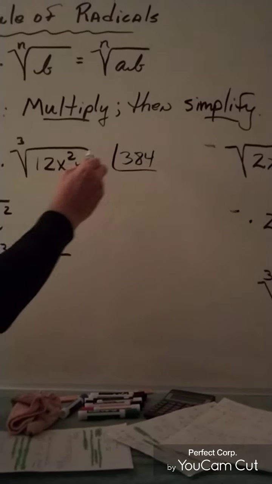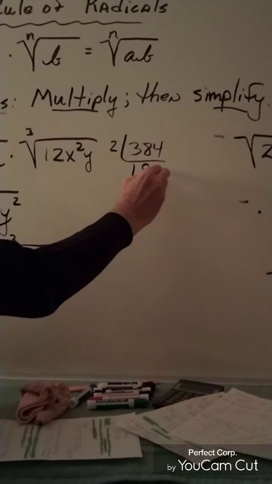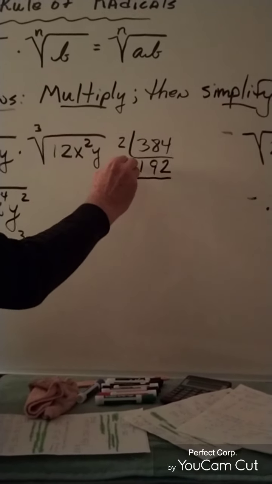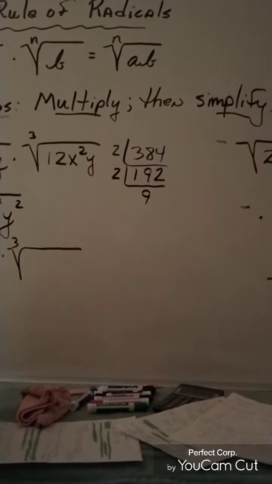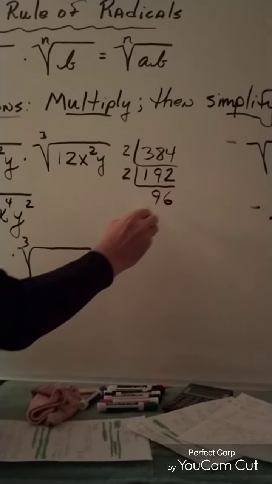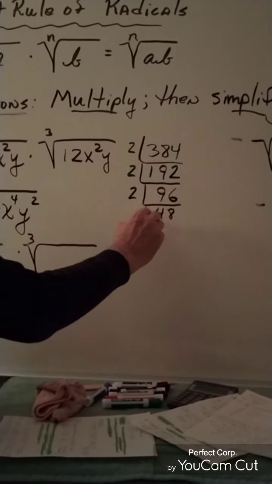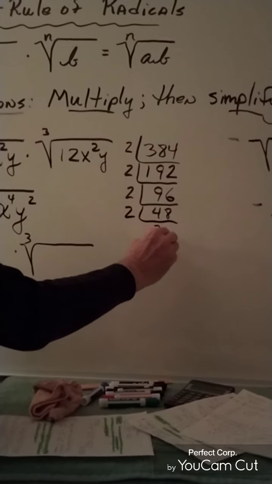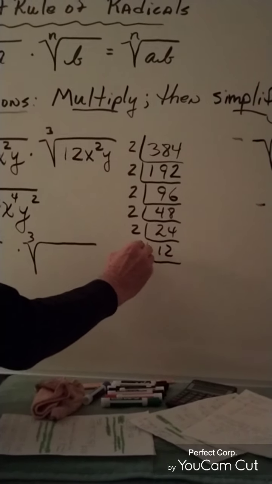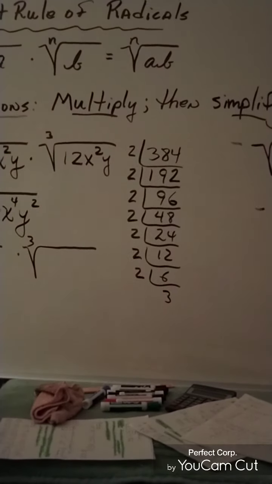Even 2. 1, 9, 2. We can do 2 again. That would be 9 times, it's 18, 1 left over, that's 96. We can do 2 again. That would go 48. We can do 2 again. That would be 24. We can do 2 again. That would be 12. We can do 2 again for 6. We can do 1 final 2, and that'll be 3.